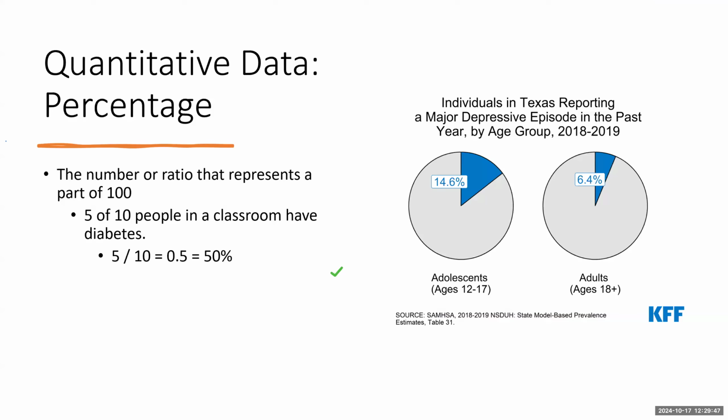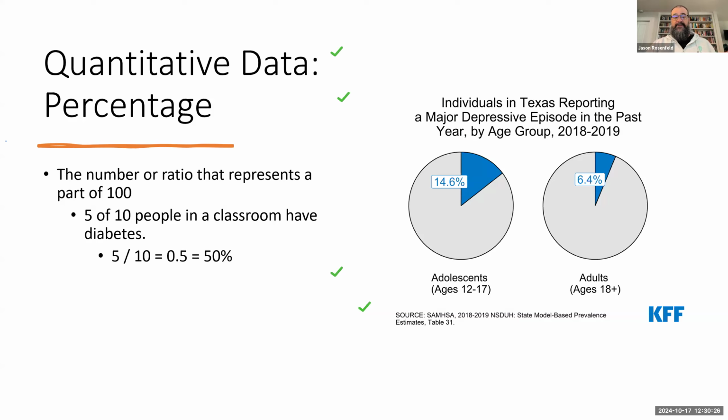That the adolescents ages 12 to 17 have a higher rate of major depressive episode than those over 18. Yeah, right. So 14.6% of adolescents in this sample reported having a major depressive episode compared to 6.4% of adults age 18 and older. Very simple, right? And so again, it doesn't tell us the why, but it gives us some insight into, wow, there may be something going on here that we need to now address in our adolescents age 12 to 17. And so when you think about percentages, your pie chart is going to be the most likely visualization.